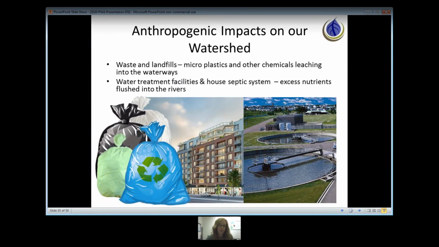And also landfills and water waste that are kind of thrown near our streams and that. They introduce microplastics in our environment, and chemicals as well leaching into our waterways can be a big problem for our wildlife. Water treatment facilities and house septic systems need to be updated regularly to make sure that we have fewer nutrients accessing our waters.